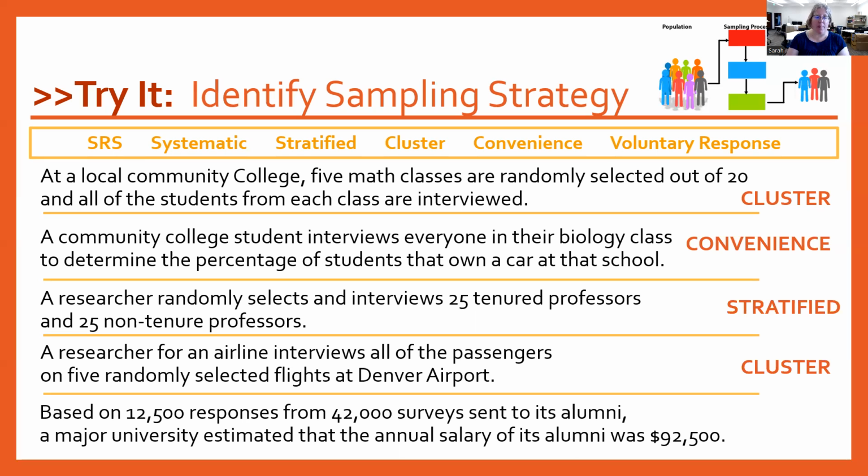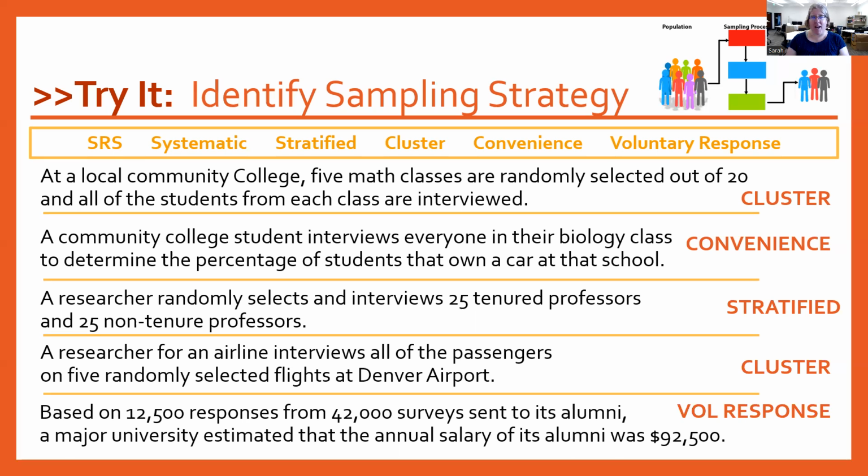Based on 12,500 responses from 42,000 surveys sent to its alumni, so they basically spanned their whole database, a major university estimated that the annual salary for their alumni was $92,500. So this is an example of one where they put a survey broadly out there, and then they just let people respond as they will. So this is going to be a voluntary response sample.